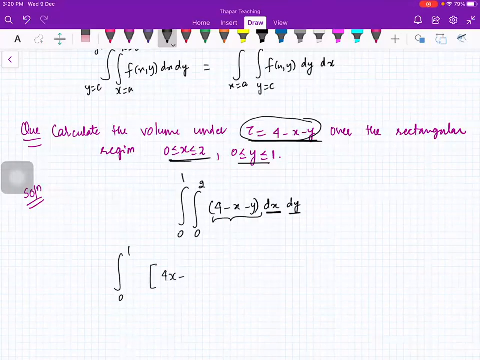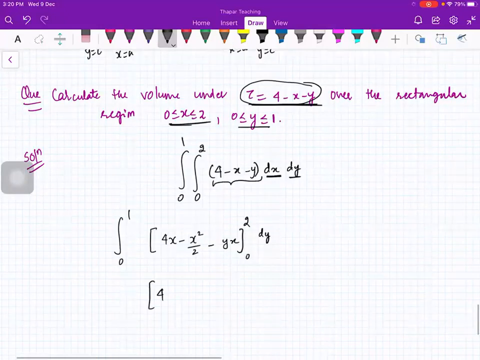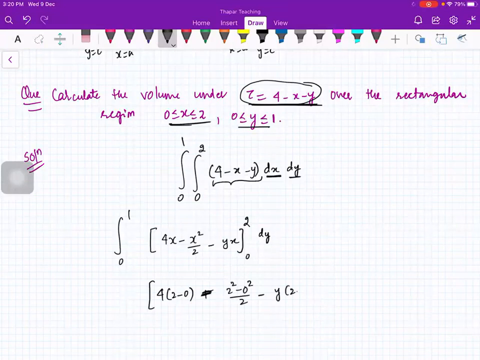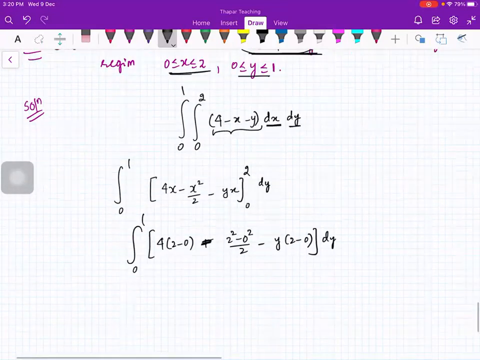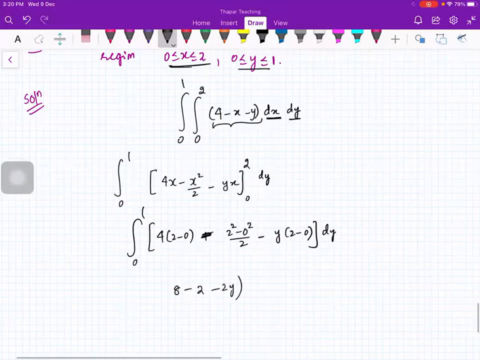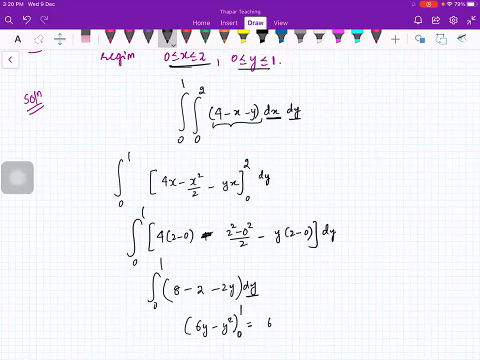So it will be 4x minus x square by 2 minus yx, 0 to 2, dy. So this will be equal to 4, put the value of x, 2 minus 0, minus 2 square minus 0 square by 2, minus y, 2 minus 0, dy, 0 to 1. So this is 8 minus 2 minus 2y dy, 0 to 1. Now integrate with respect to y. So that will be 6y minus y square. Right? So that is from 0 to 1. So that is 6 into 1 minus 1. So your answer is 5.